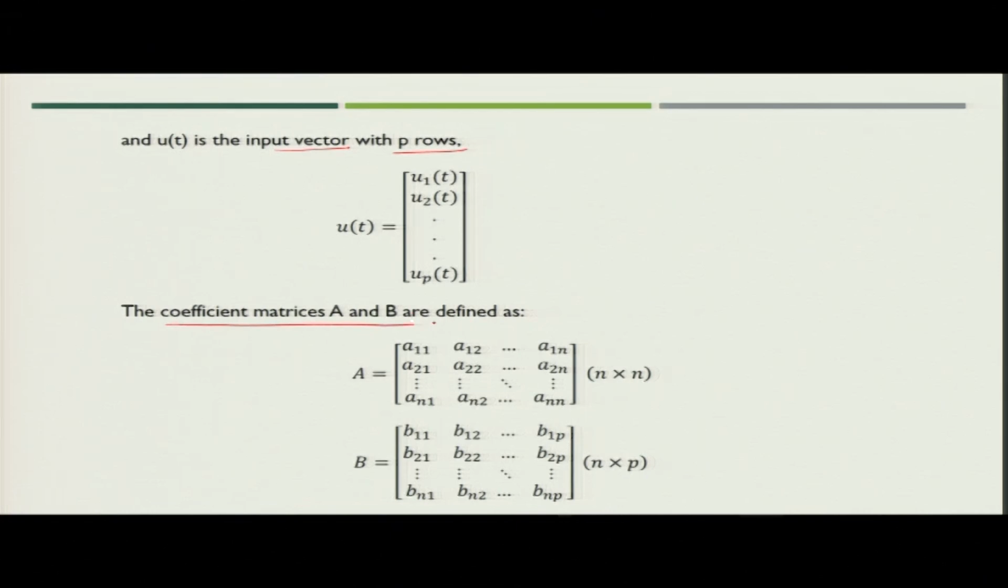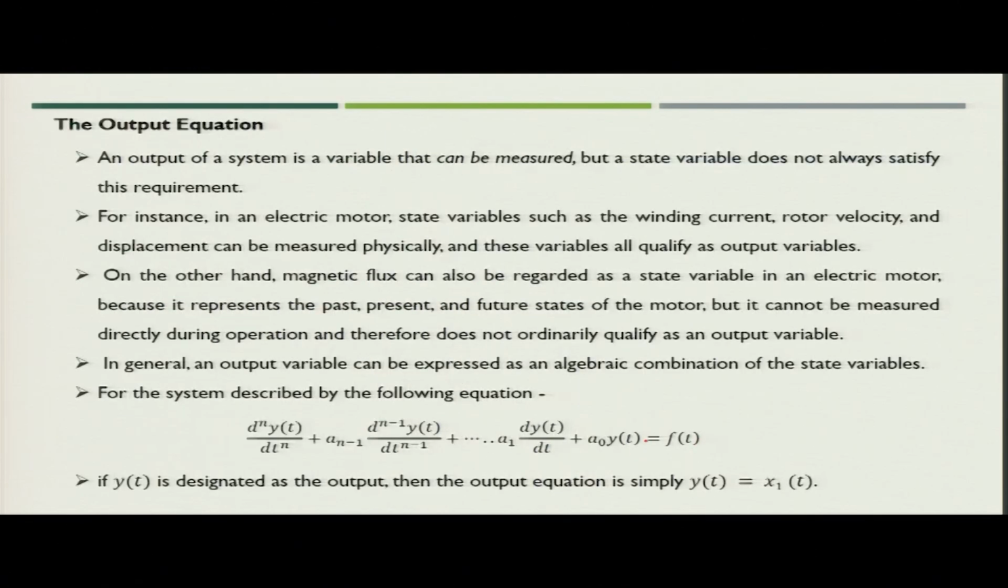Now, what are the coefficients? So, coefficient matrices A and B you can define as some variables A11, A12 and so on. So, A matrix will be n cross n matrix and B will be n cross p matrix.